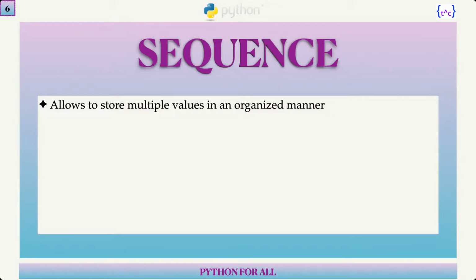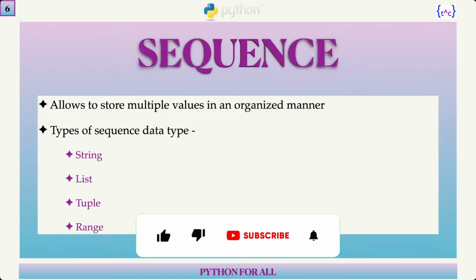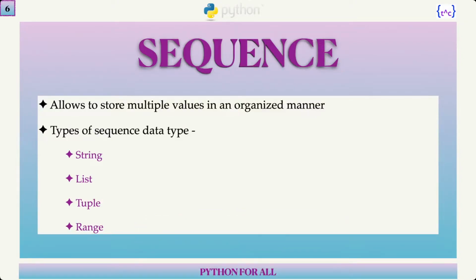Okay, and what all data types will fall under this? String, list, tuple and range. All right, so these are the four data types which fall under the sequence category. That means whatever values are filled inside a string, list, tuple or range will be done in an organized manner. All right, so we'll start with the string data type discussion.